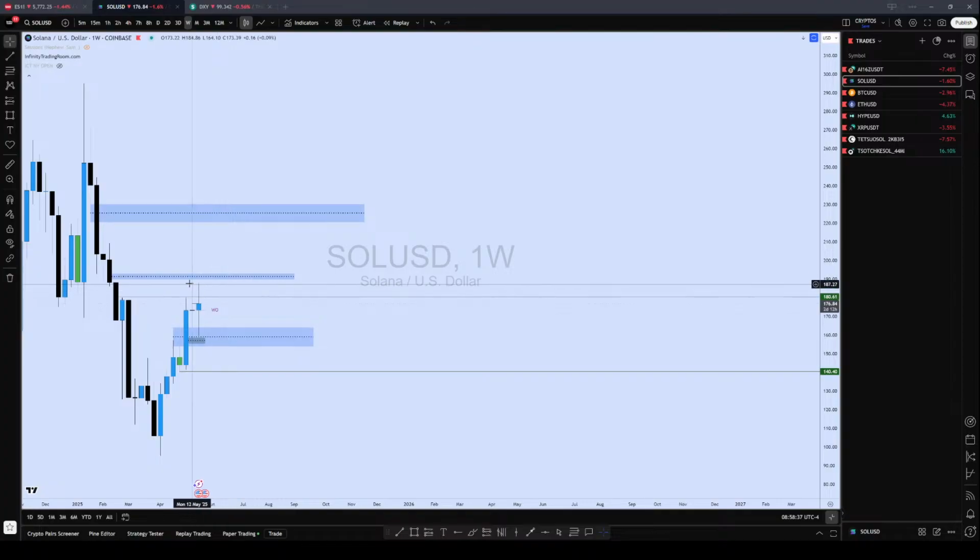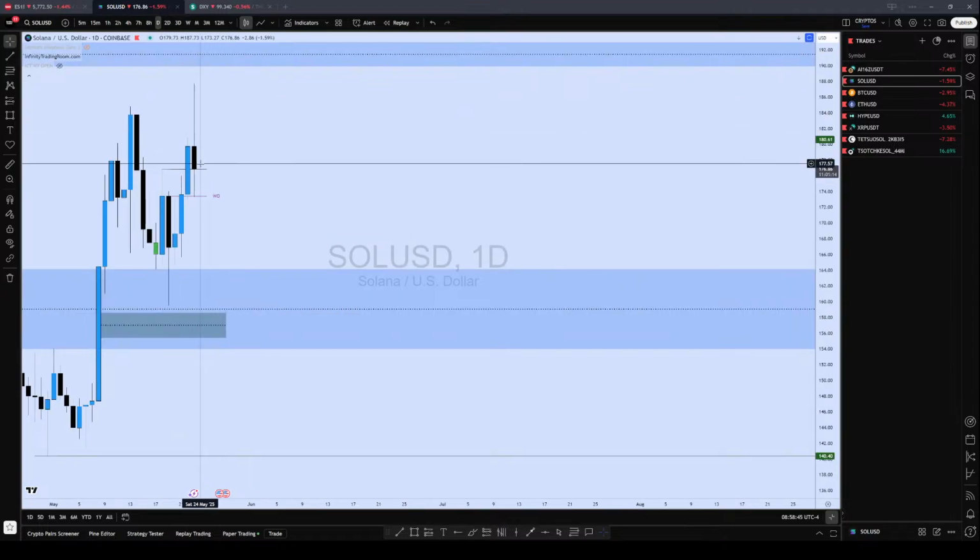Solana, we couldn't get there. Same thing. We want the weekly candle to close, especially the daily one. Okay, we don't want it to reject and close below the previous day's low. No, that will not be a good thing.